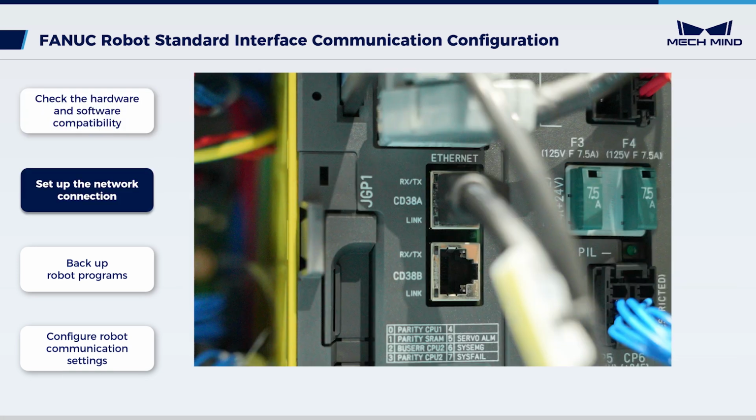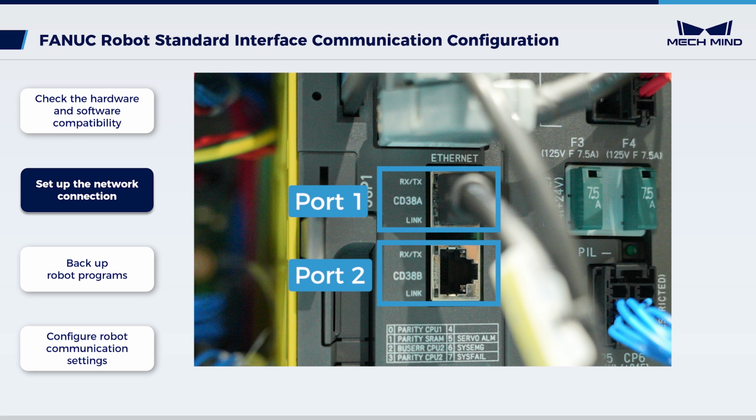Next, check the hardware connections. Make sure that you have plugged the Ethernet cable of the IPC into the Ethernet port of the robot controller. You can plug the cable into either CD38A port or CD38B port. CD38A corresponds to port 1 in the robot IP setting, while CD38B corresponds to port 2.